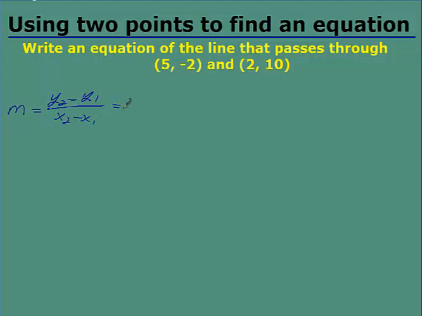So plug in, what's my y2? y1, x2, x1. Okay, double negative goes positive, and you'll get 12 over negative 3, which is a negative 4. This is the formula for slope, yeah.